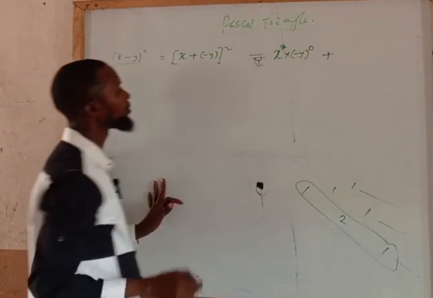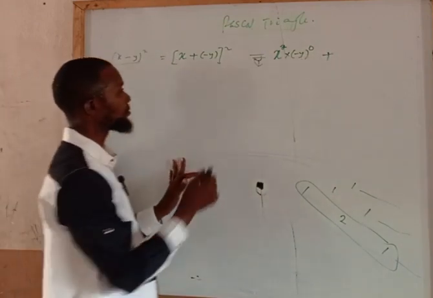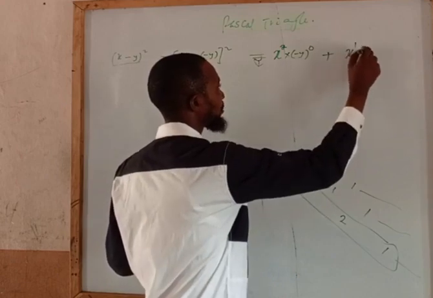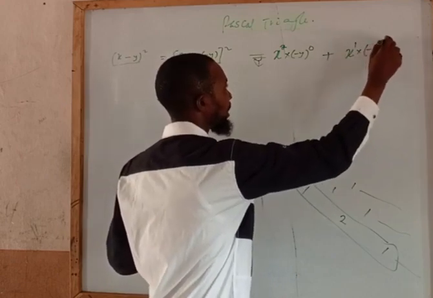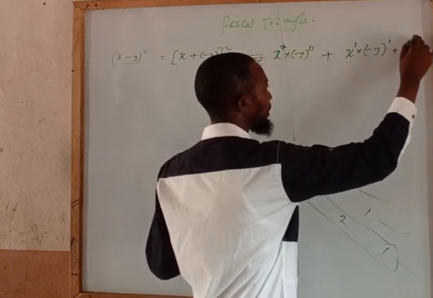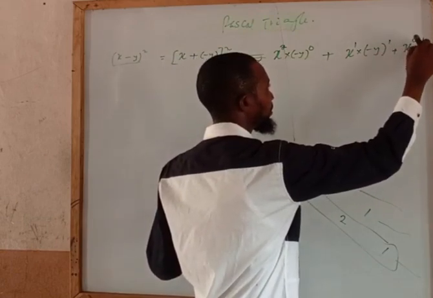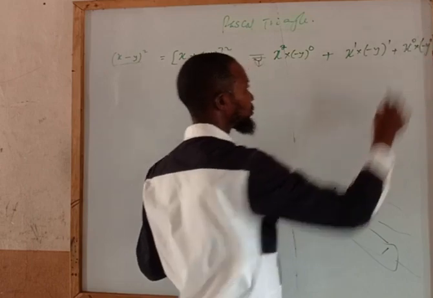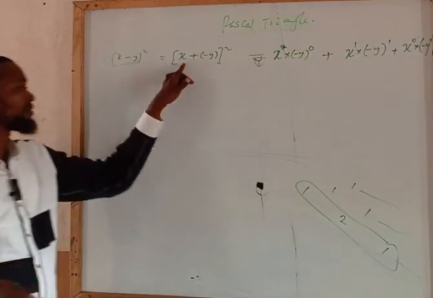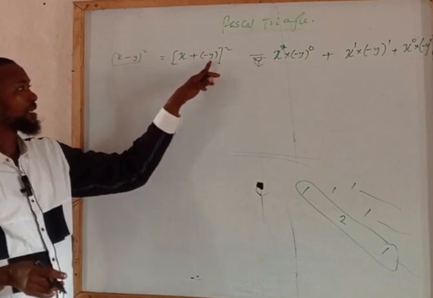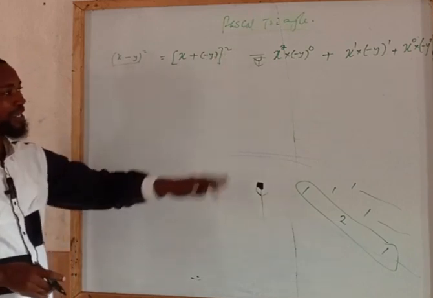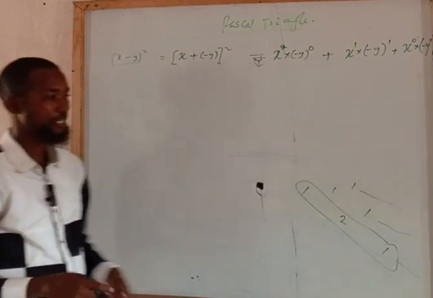plus, now the second term, x raised to the power 1 multiplied by minus y raised to the power 1, and finally x raised to the power 0 multiplied by minus y raised to the power 2. And we know that once the first item has the power of 0 and the second item has the total power, that is the stopping point of my expansion.